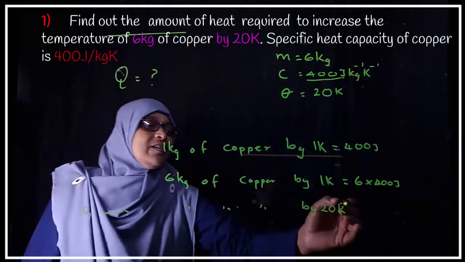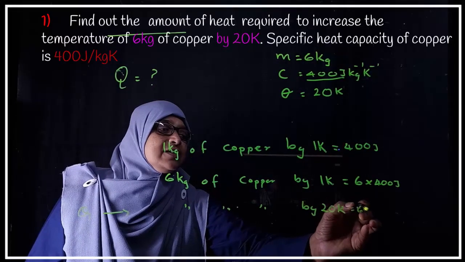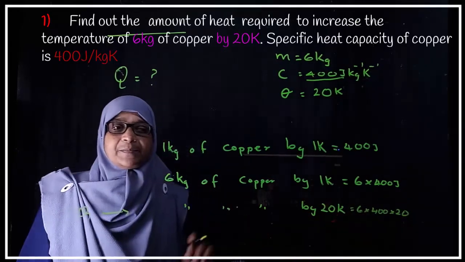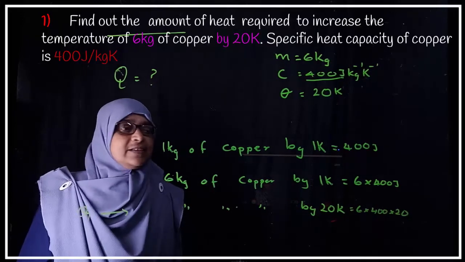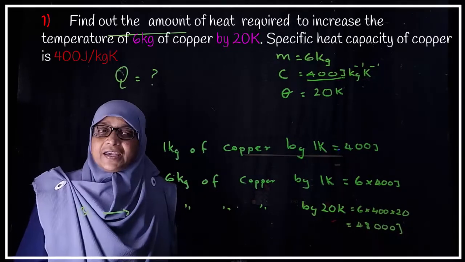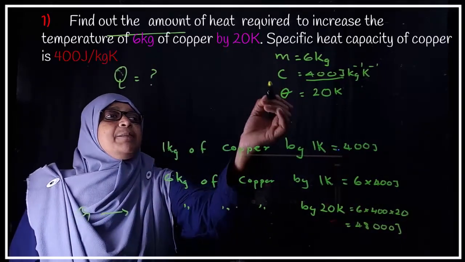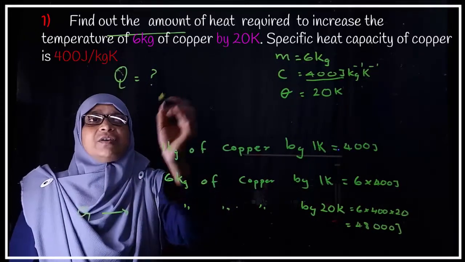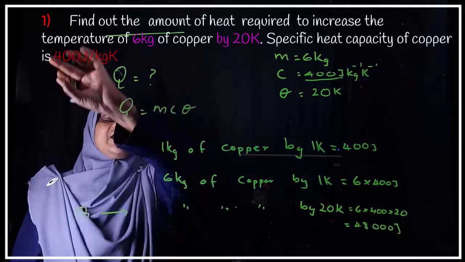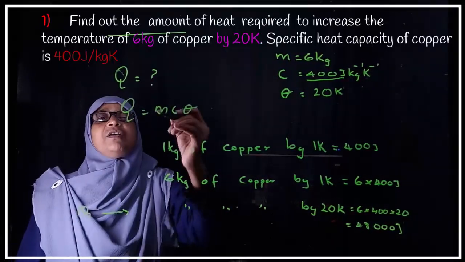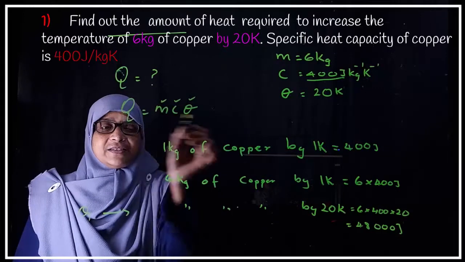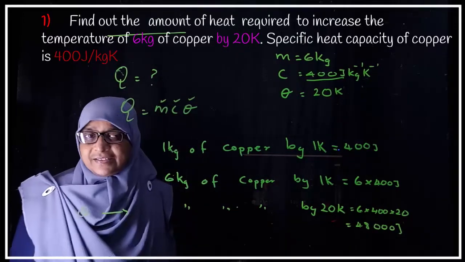So, we can get 6 into 400 into 20. Then 48,000 joules. Here we have been given the m, c, theta. We know the equation is mc theta. In this question, we have been given all these, m, c and theta. So directly we can apply this to get the answer.